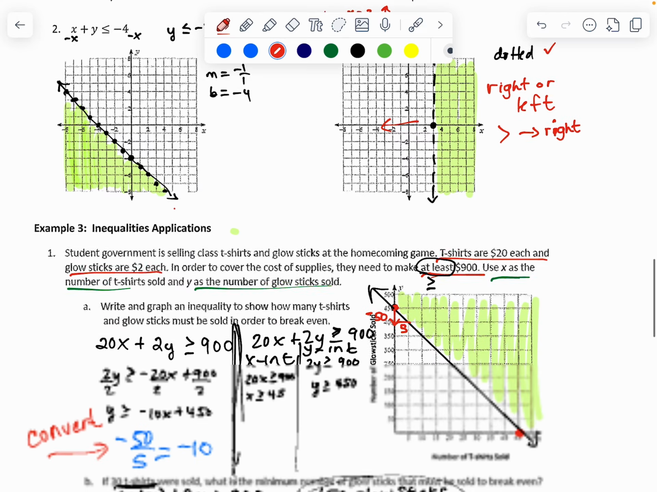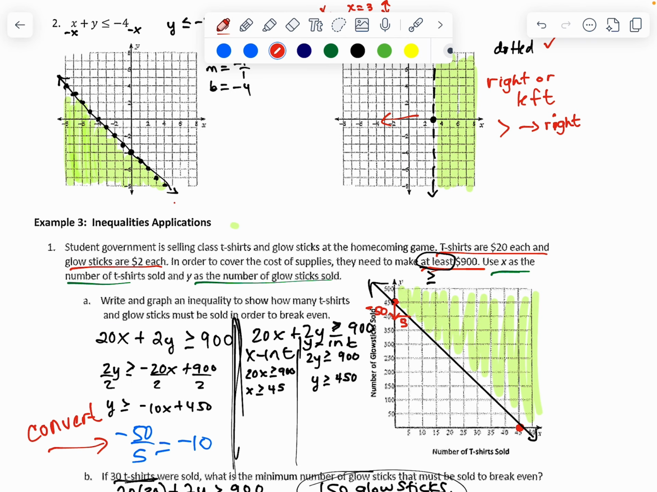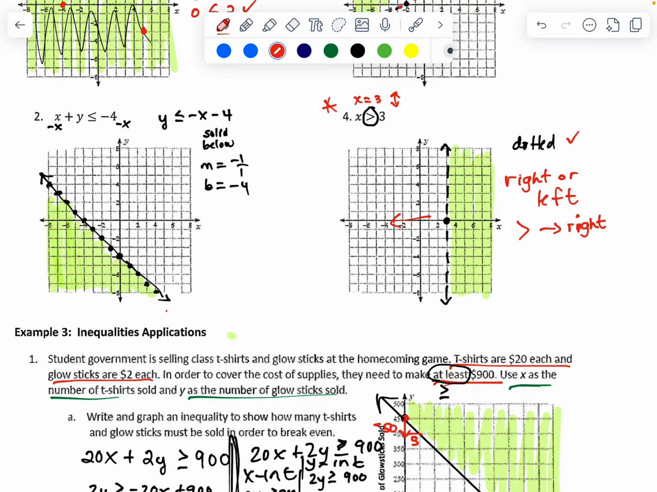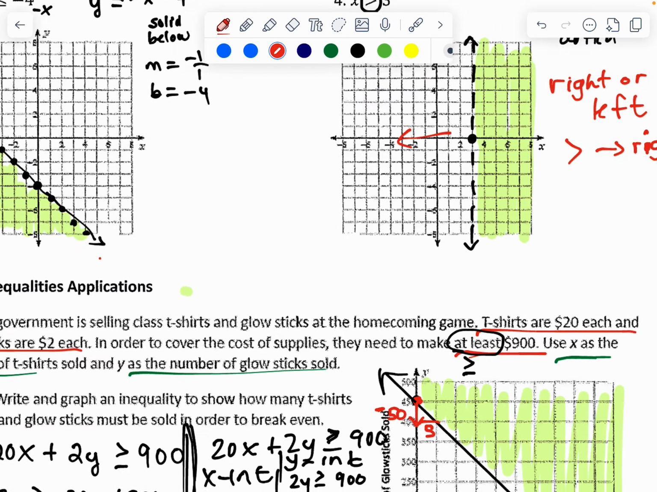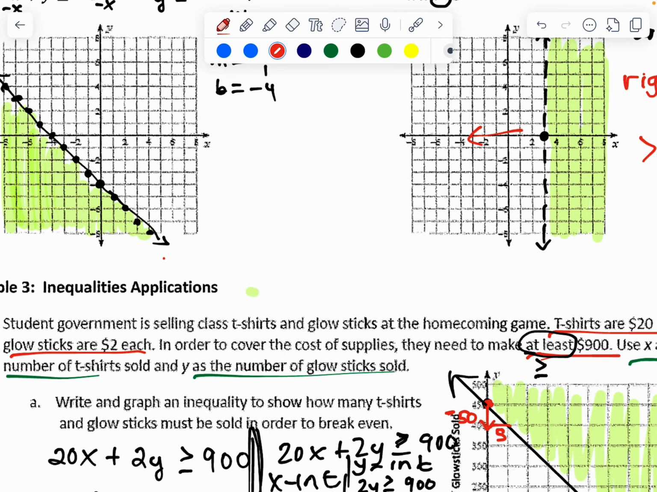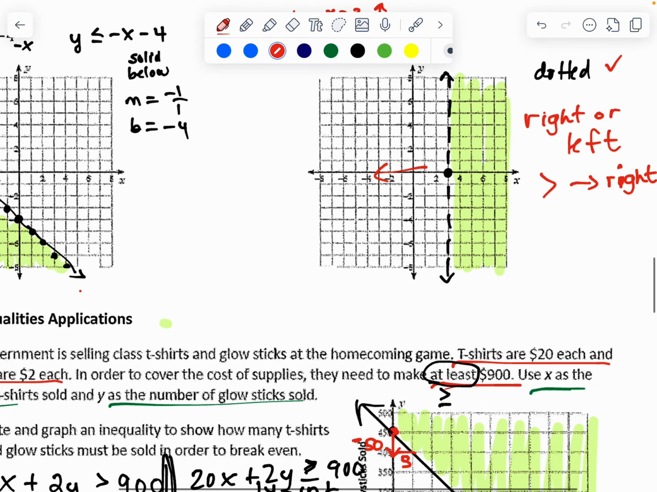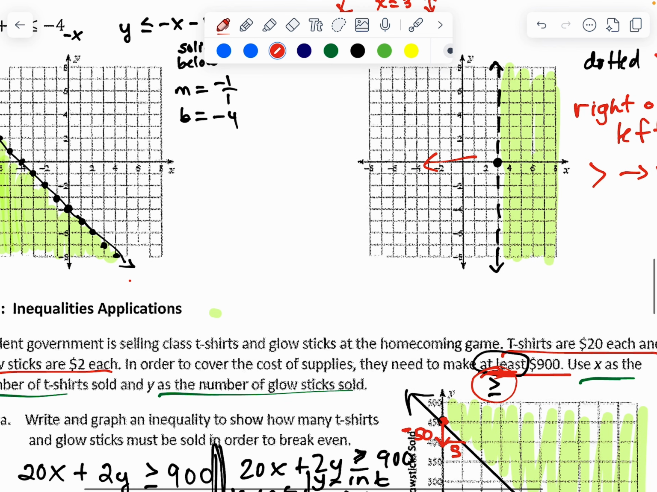All right, looking at the last part, example 3. Student government is selling class t-shirts and glow sticks at the homecoming game. T-shirts are $20 each and glow sticks are $2 each. In order to cover the cost of supplies, they need at least $900. So at least, remember, is the inequality greater than or equal to $900. It already defined our variables. It says use x as the number of t-shirts and let y equal the number of glow sticks sold.